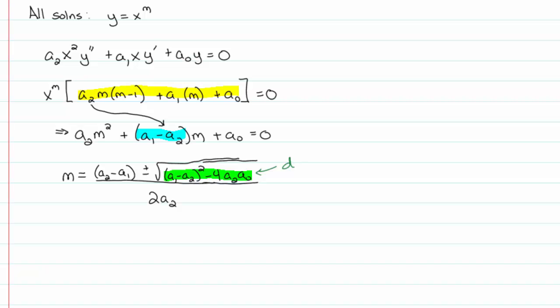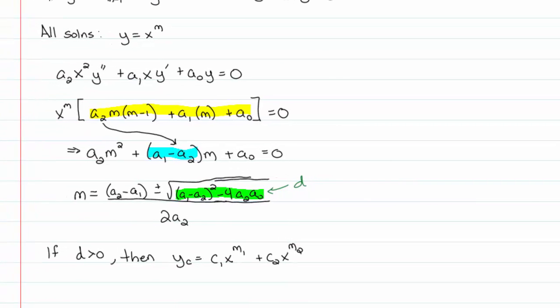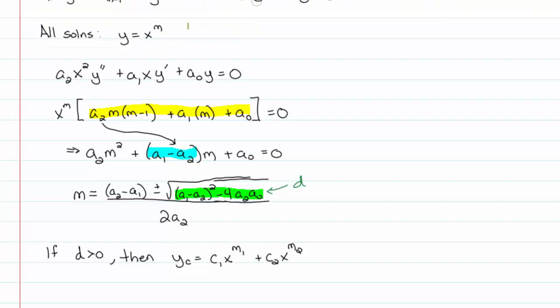What we found last time is that if the discriminant is greater than 0, then we get two real solutions. We'll call them m1 and m2, and y sub c is going to be equal to C1 x to the m1 plus C2 x to the m2. In other words, we get two real roots, one of them m1, the other m2. This all came from the supposition that our solutions were of this form. So assuming our solutions are of that form, the solution in the second order ends up being C1 x to the m1 plus C2 x to the m2.